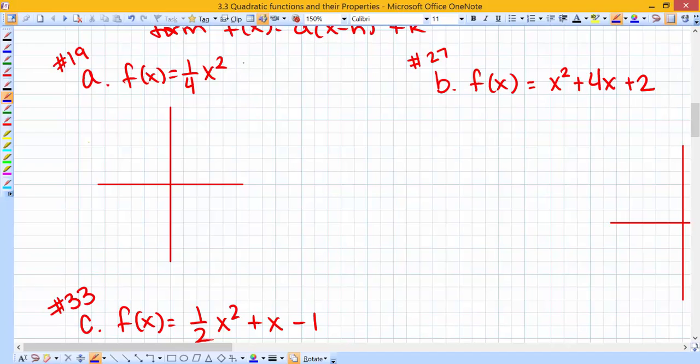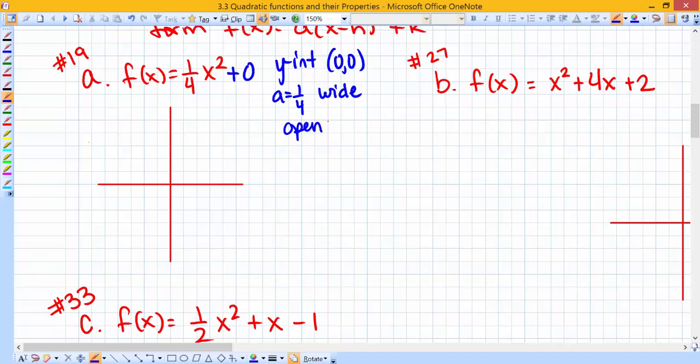If you remember from Math 2, if I see just an x squared, that is very similar to my parent graph, which would start at (0, 0). But just to show you why it is (0, 0), I will go ahead and do the math. Since it's like a plus 0 here, my y-intercept is (0, 0). Since my a equals 1/4, I know that this is going to be a wide graph. And since the 1/4 x squared is positive, it will open up. So I just need to do the work to find my vertex.